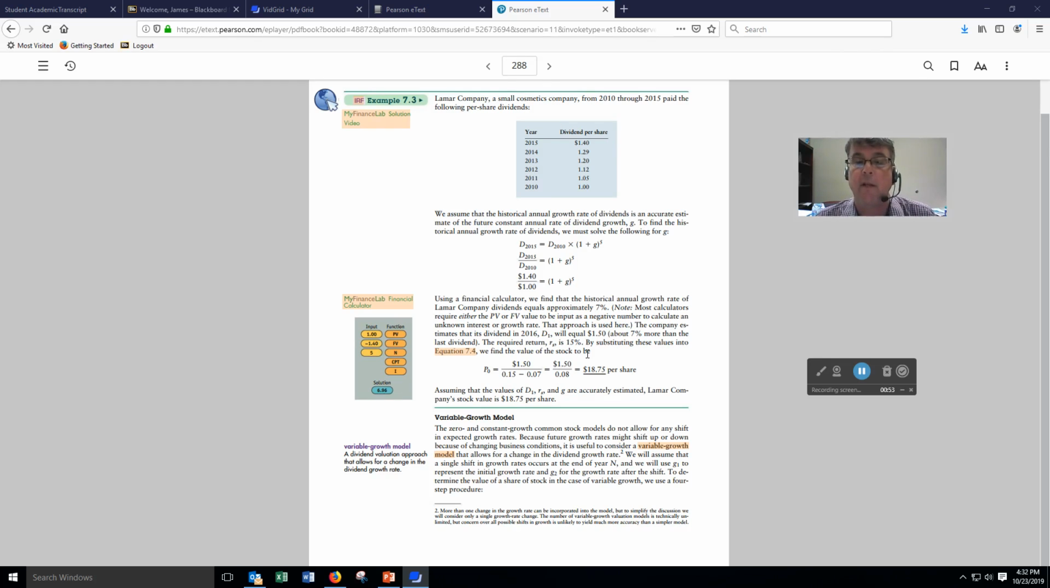We will assume here that there's a single shift in this growth rate, and it occurs at the end of some year N. So it could be 3 years, 5 years, etc. What we're saying is, maybe this company has come out with a new product, and maybe they have a patent or copyright on this product. It could be computer software, it could be a product.